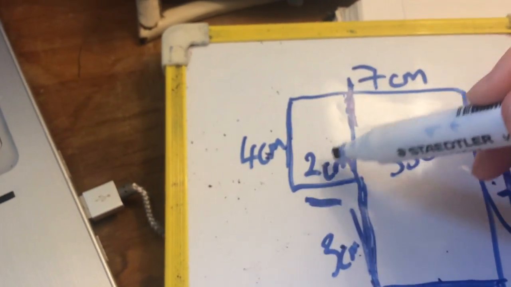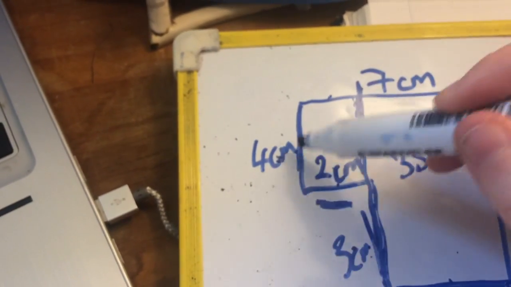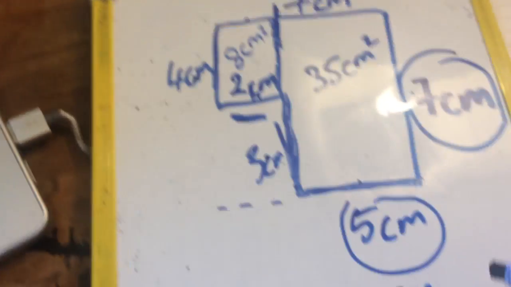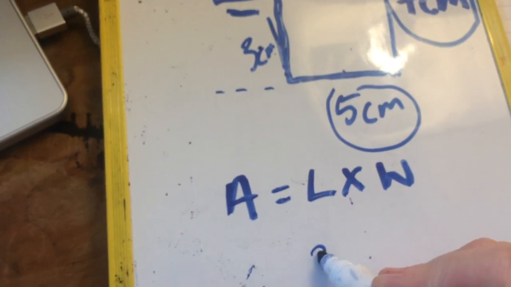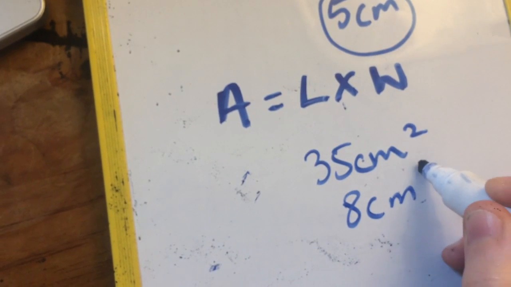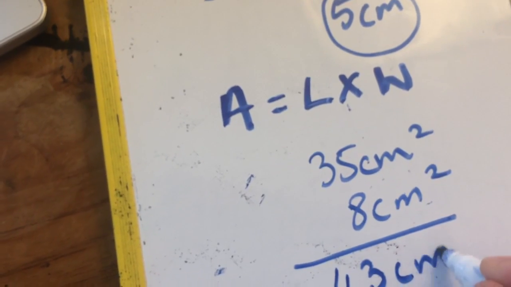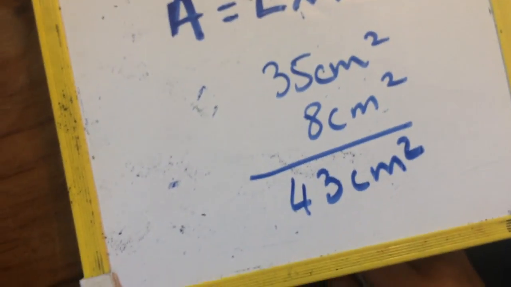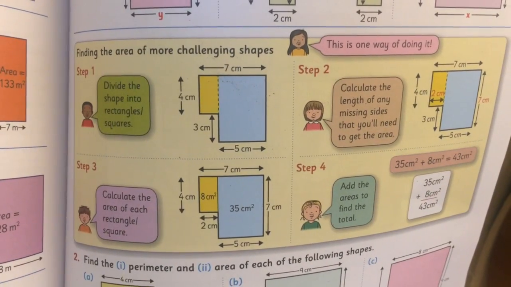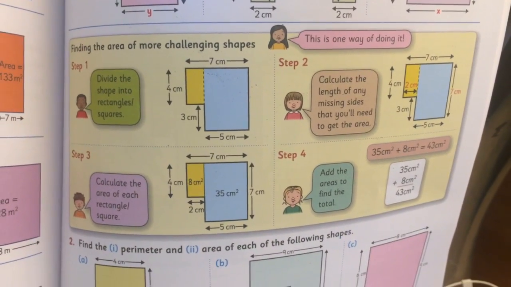Now let's find out the area of this. So we have 2 here, and the 2 would be the same there, and 4 and 4. So 2 multiplied by 4 is 8 centimeters squared. So the answer is 35 centimeters squared plus 8 centimeters squared, which is equal to 43 centimeters squared. And that is your answer. So you have to find, first of all, the area of the regular shapes, find any missing bits that you don't know, and then find the area of the 2 regular shapes and then add them together.